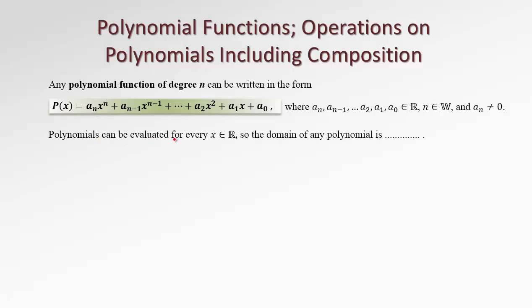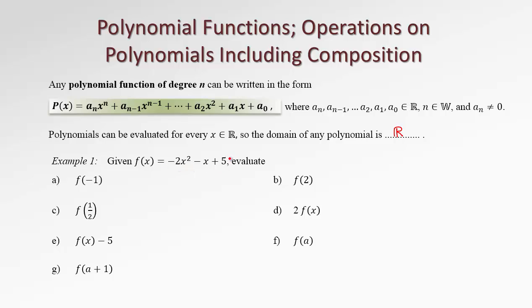Notice that polynomials can be evaluated for every real number. Why? Because if we have a real number, we can always raise it to a certain exponent, multiply by a certain number, and then add those real numbers and get the value. So the domain of any polynomial is all real numbers.